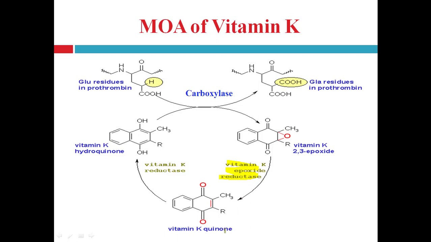Again this quinone undergoes a reduction reaction with the help of the enzyme vitamin K reductase and is converted into its active form, vitamin K hydroquinone. This hydroquinone again participates in the carboxylation of glutamate residues of the different clotting factors and helps to activate the clotting factors for the coagulation process. So that is the mechanism of action of vitamin K.